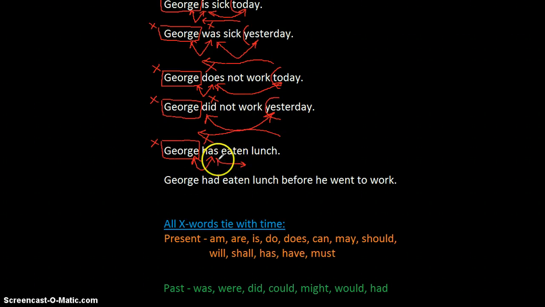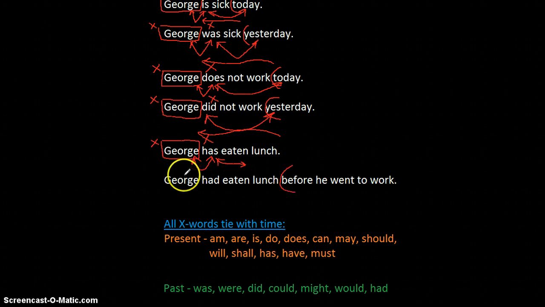Now, when we say sentences that have an X word like has or have, usually we don't really have a time stated in there. George has eaten lunch. He has visited different places. George has worked very hard. Very often we don't use times, but has ties with the present. And I can show you that by changing our sentence by adding the shifter, before he went to work.